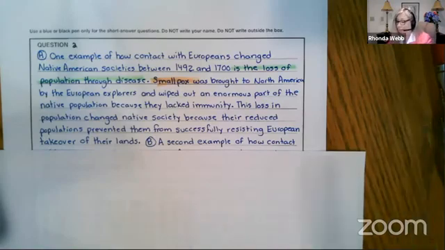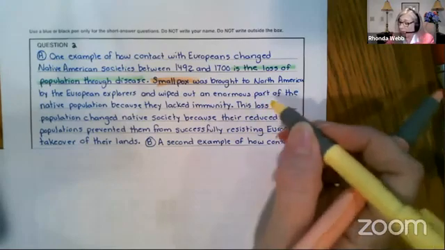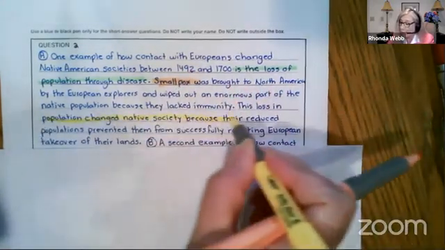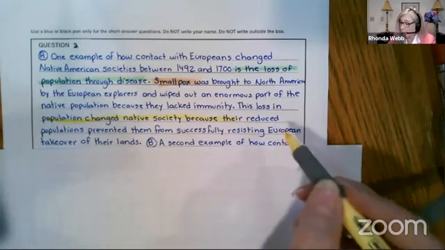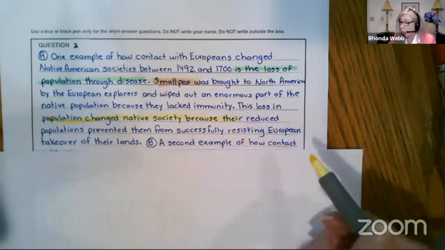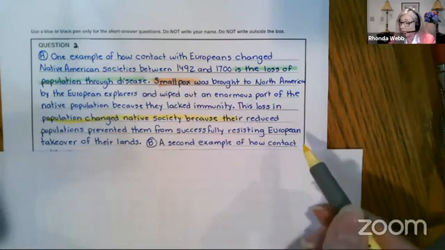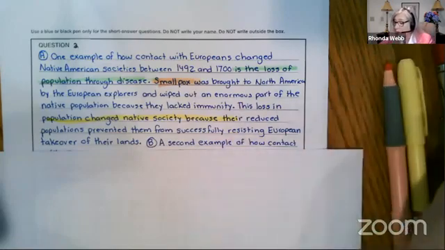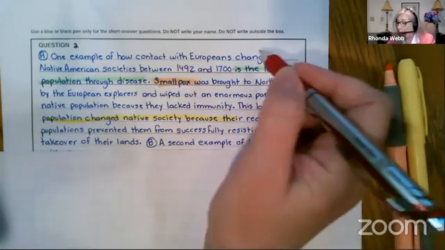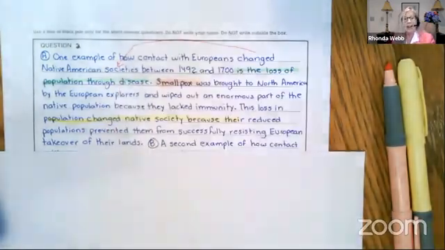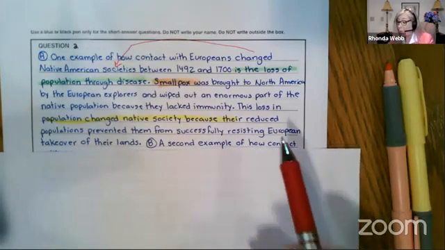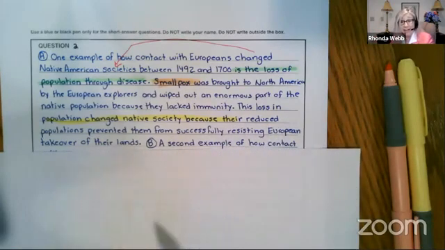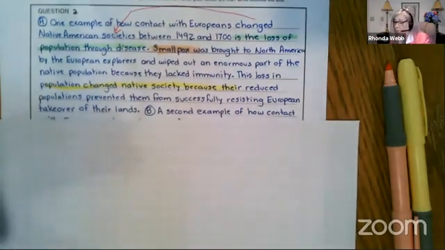So now I want to tie it together. This loss in population changed native society because here's why. This is why it changes that society, because their reduced populations prevented them from successfully resisting European takeover of land. So I'm saying I've got to show how it changes their society, not just that a lot of the native population died. I've got to show how does it change their society. Well, they end up losing their land because they can't defend it anymore because they've lost their numbers.